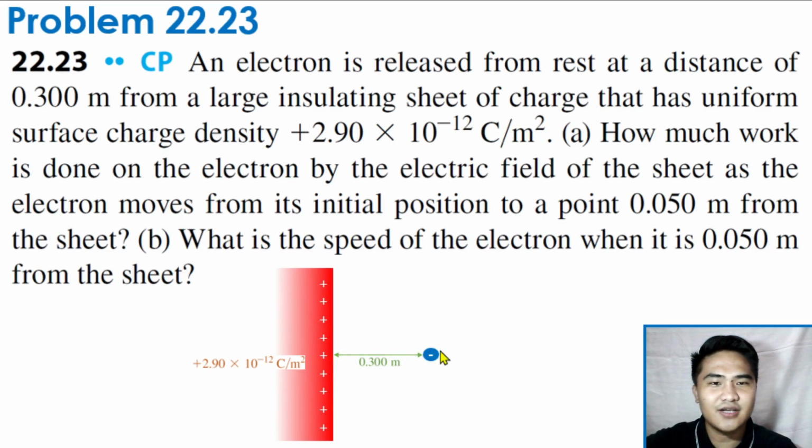Part A. How much work is done on the electron by the electric field of the sheet as the electron moves from this initial position to a point of 0.05 meter from the sheet? Part B. What is the speed of the electron when it is this far from the sheet?